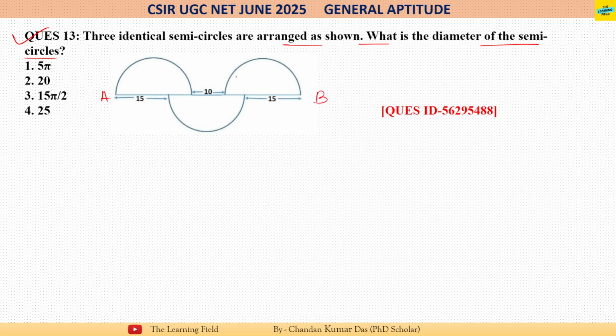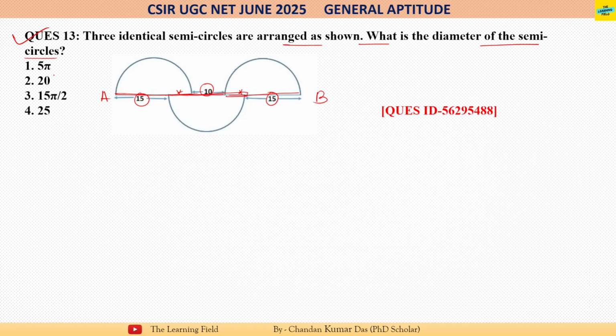Suppose this is AB, and these values are given. This is 15, this is 10, this is 15. We have to find the diameter, or this distance. Suppose, see one thing. This is 15, this is 15. That means this portion and this portion are the same portion. This is the same and this is also the same because this is 10.